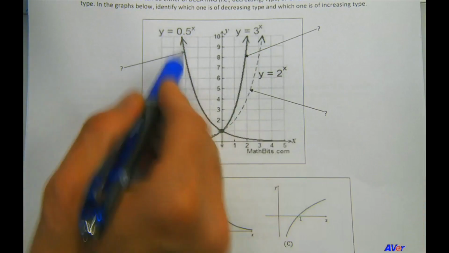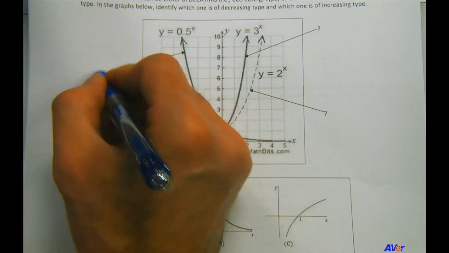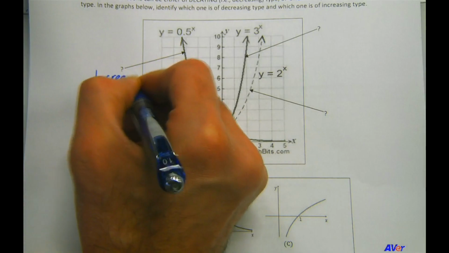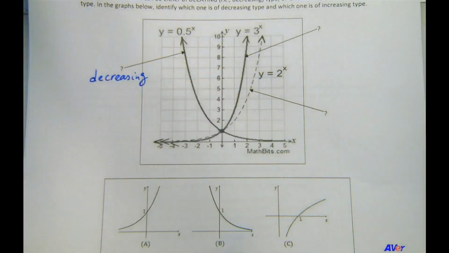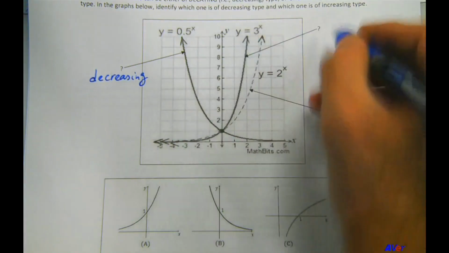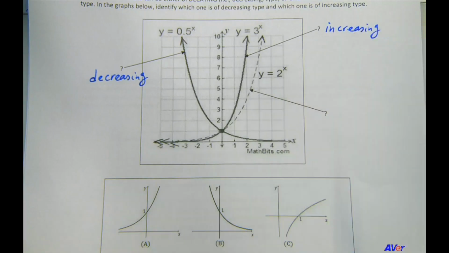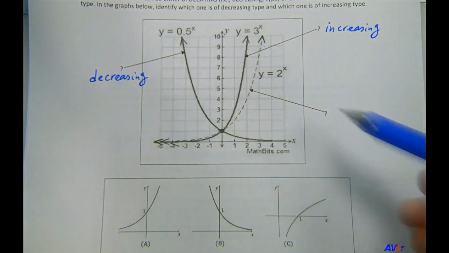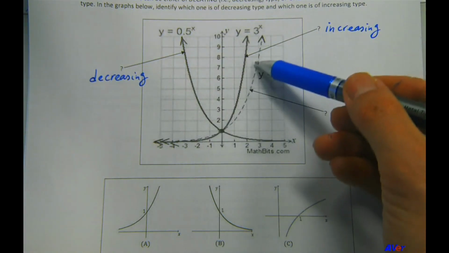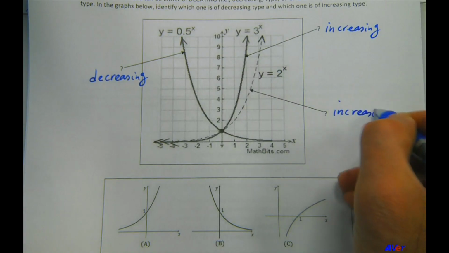But this one is declining from left to right. So this is a decreasing exponential function. This line is increasing from left to right. So this is an increasing exponential function. And so is this one. This one also is increasing going from left to right. So this is also increasing.